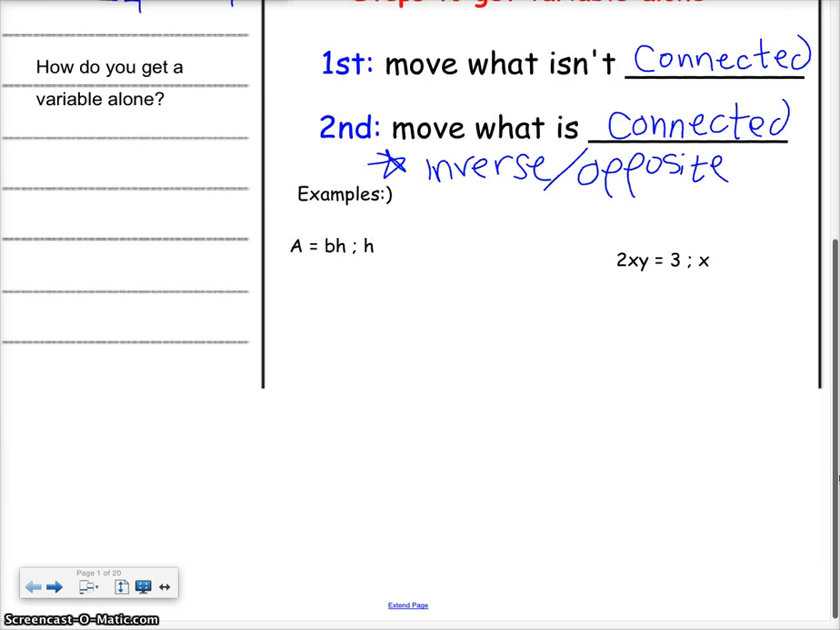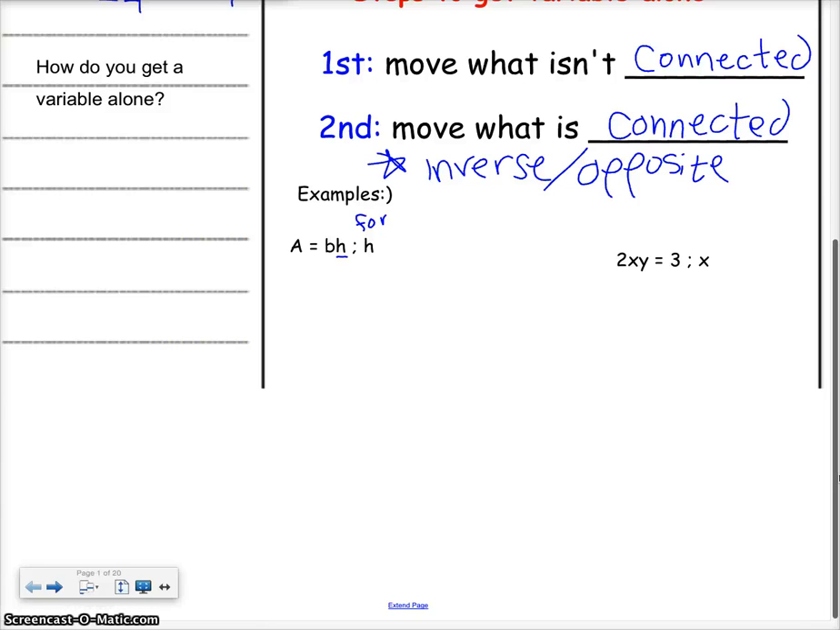Okay, so we'll work through a couple examples. Here I have the area formula. Area equals B times H. Right now A is all by itself. It says solve for H, so that means I need to get H alone. If I can give you the best advice, it would be to underline what you want by itself. So I want the H by itself.